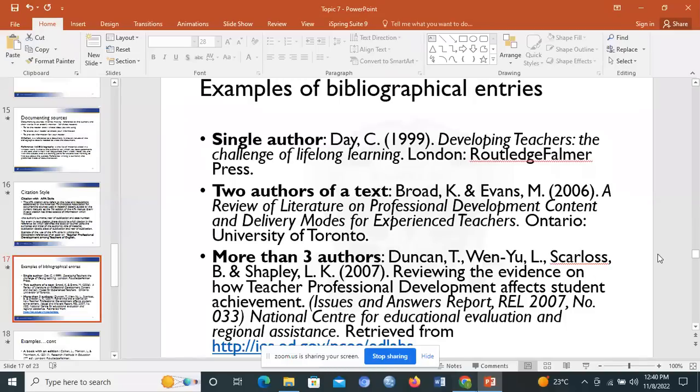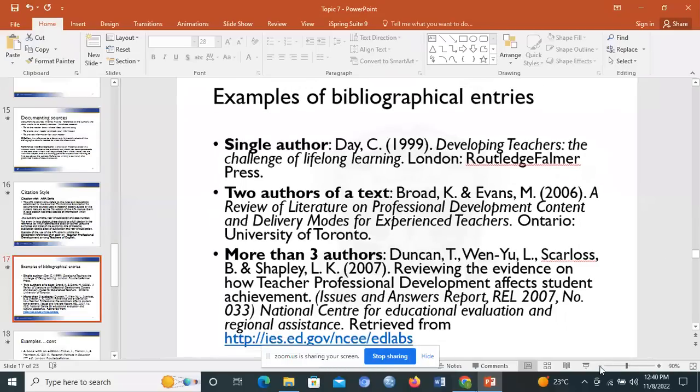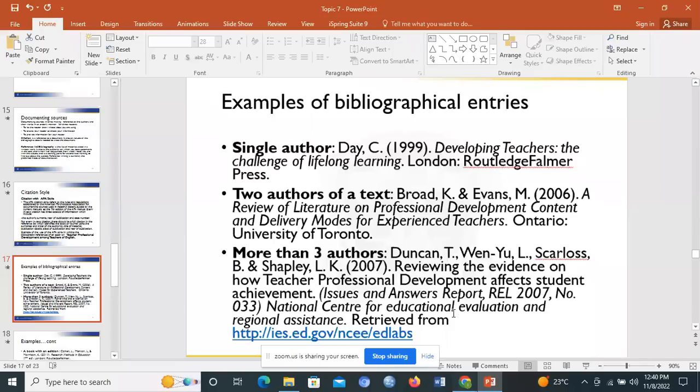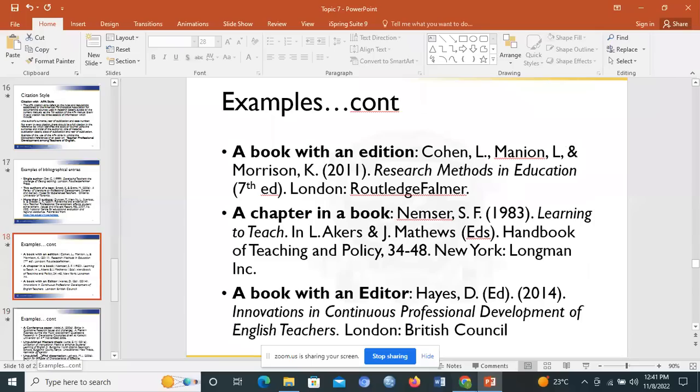So again, this is a document that was retrieved from the internet. So we have information regarding when it was retrieved, where it was retrieved from, and it was a journal article. Let us look at other examples.